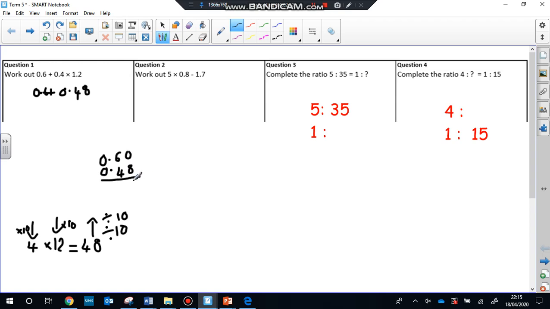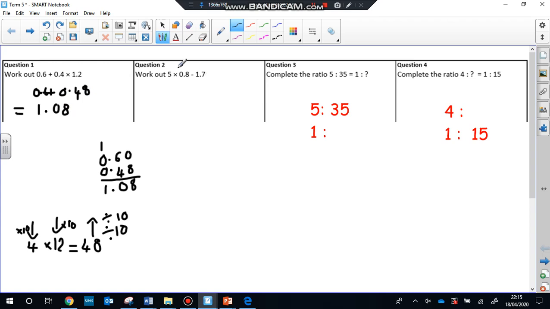So I've got 0 add 8 is 8. 6 and 4 is 10, so I put a 0 there. Carry the 1 over here. And 1 plus 0 is 1. So the answer is 1.08. Okay, so you must have your workings because that's a non-calculator question. So don't just type it in your calculator.